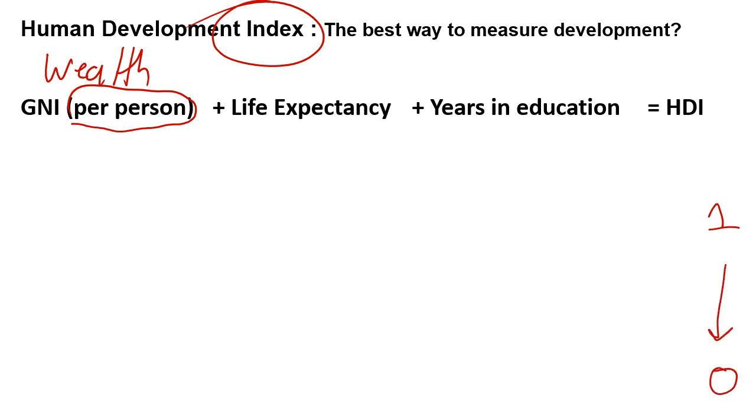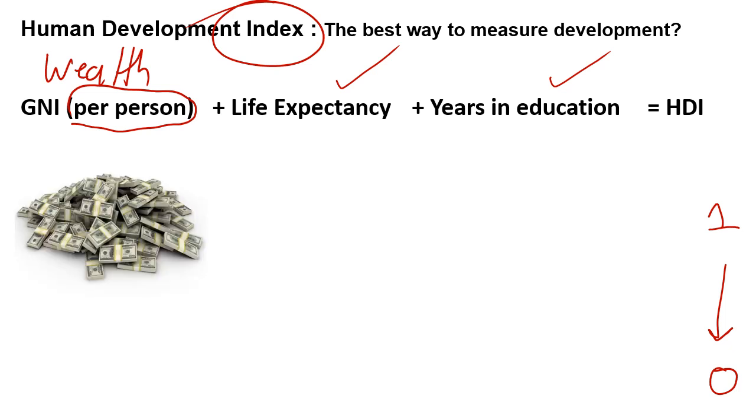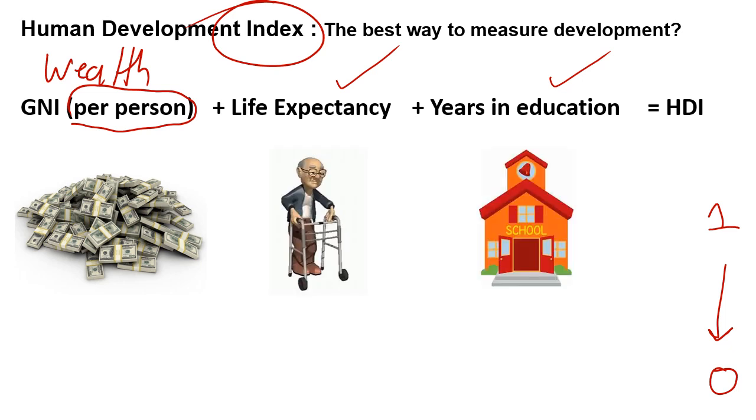So a country which has the highest wealth, highest life expectancy, and has the longest amount of years that people are in education would come out on top of this list at number 1. So just to confirm, the Human Development Index takes the level of wealth, the GNI per person, the gross national income per person, adds to that the life expectancy, how long people live, adds to that how many years people are in school, and gives a figure, a score out of 1. And in actual fact, Norway is the country at the top of this list.